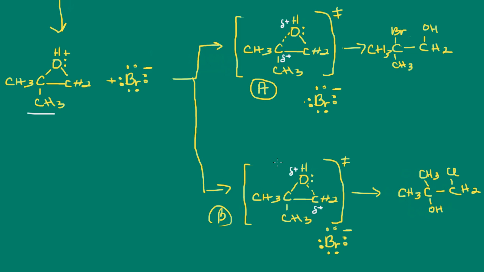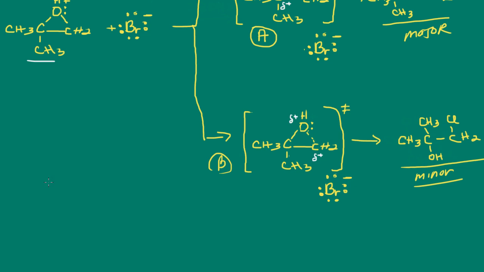state B. So for transition state A, the nucleophile attacks the more substituted carbon, and this here is going to be the major product. For transition state B, when the nucleophile goes to attack the less substituted carbon, this would be the product, and again, this is going to be the minor product. So our major product is the one where the more substituted carbon is attacked by the nucleophile.